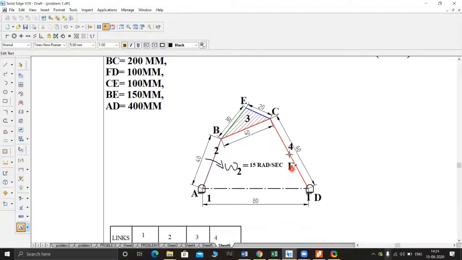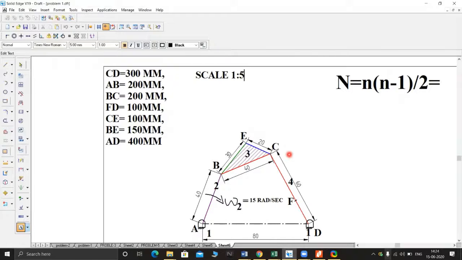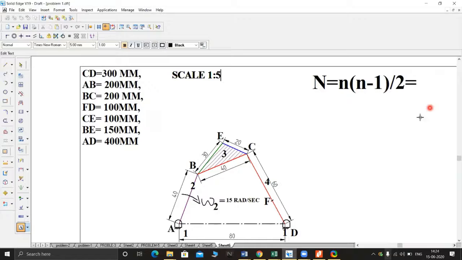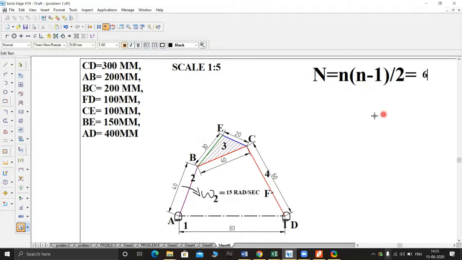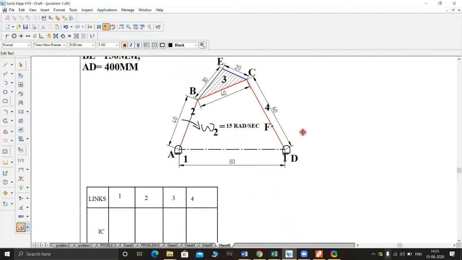As per the procedure, using this formula, we need to calculate the total number of instantaneous centers. The total number of instantaneous centers is n into n minus 1 divided by 2, that you know well, where n is the number of links, that is 4. Therefore, 4 into 4 minus 1 divided by 2, that is 12 by 2, you will get 6. That means there are totally 6 instantaneous centers for this.